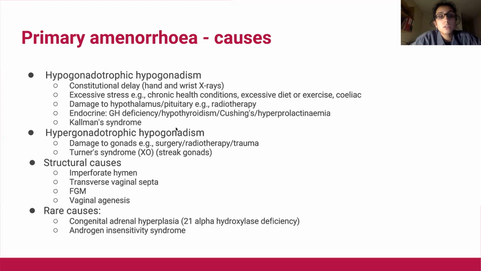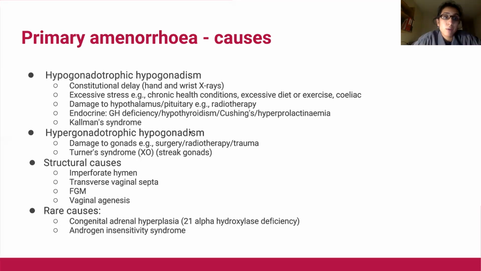Hypergonadotrophic hypogonadism, this is when there's an issue with the gonads themselves. This can either be due to damage to the gonads directly, for example, surgery, radiotherapy, or trauma, or Turner syndrome, again the exam favorite, which is characterized by the karyotype XO. And along with many other things, it leads to something called streak gonads, which is where the ovaries are replaced by fibrous fatty tissue, and they're not really functional.